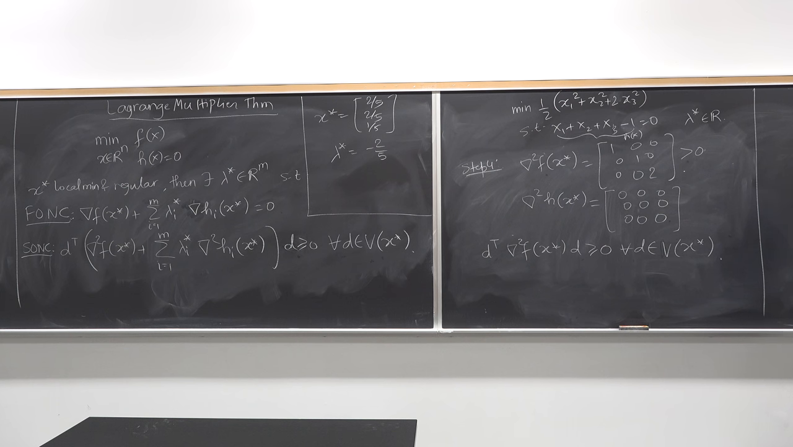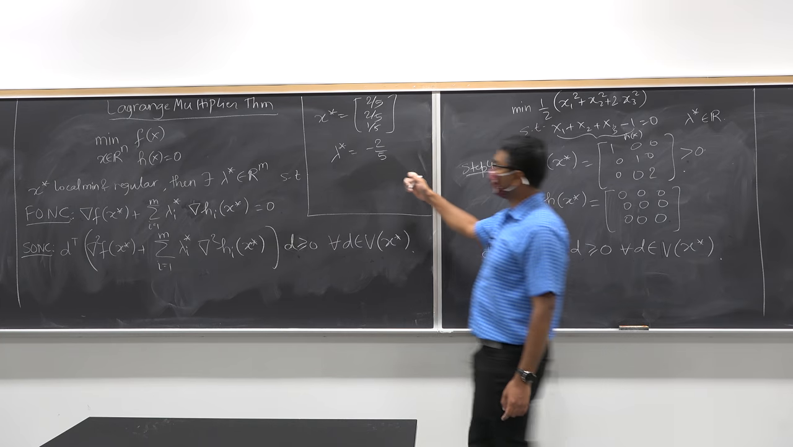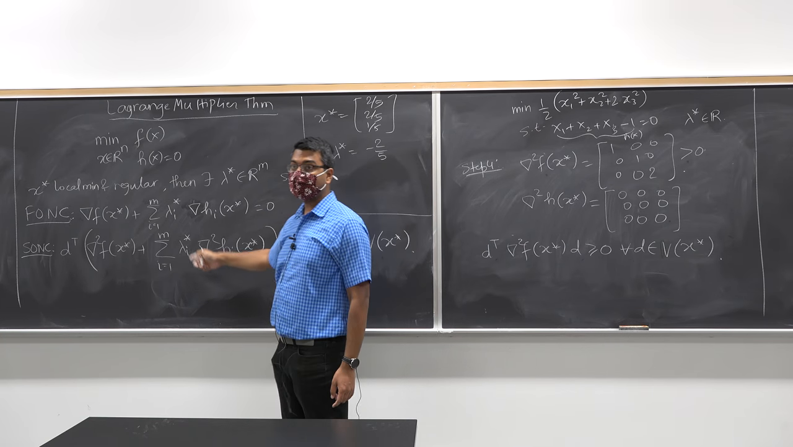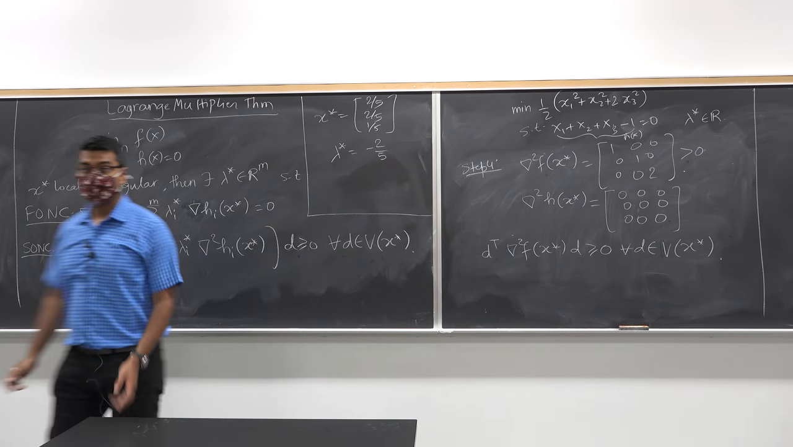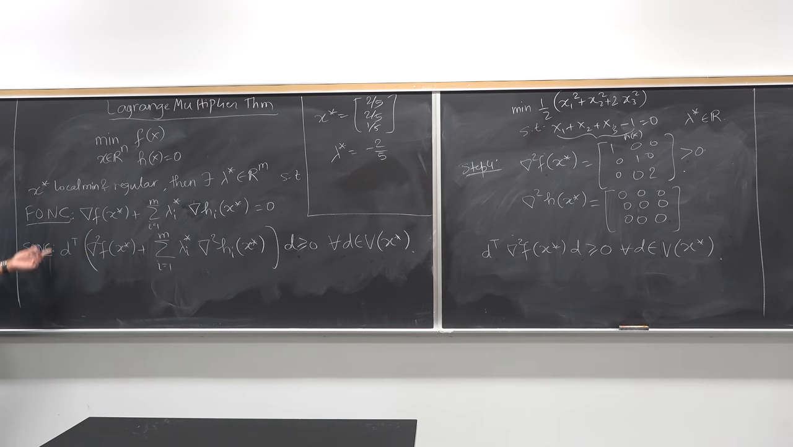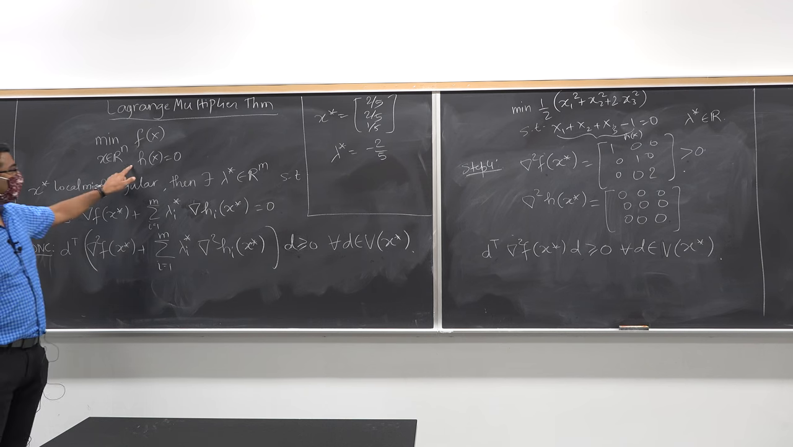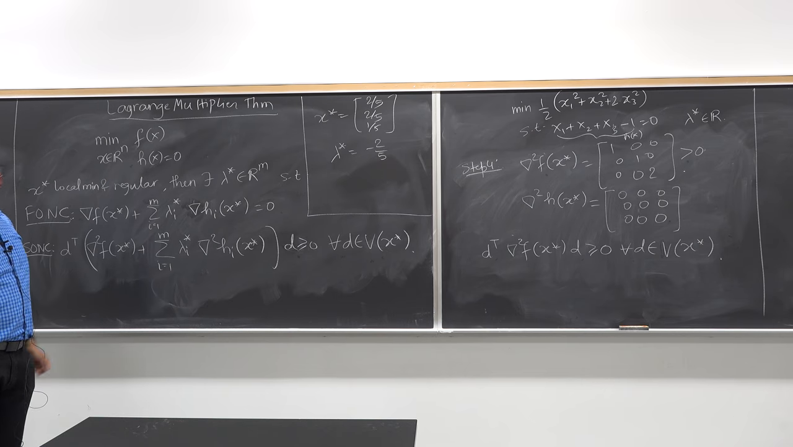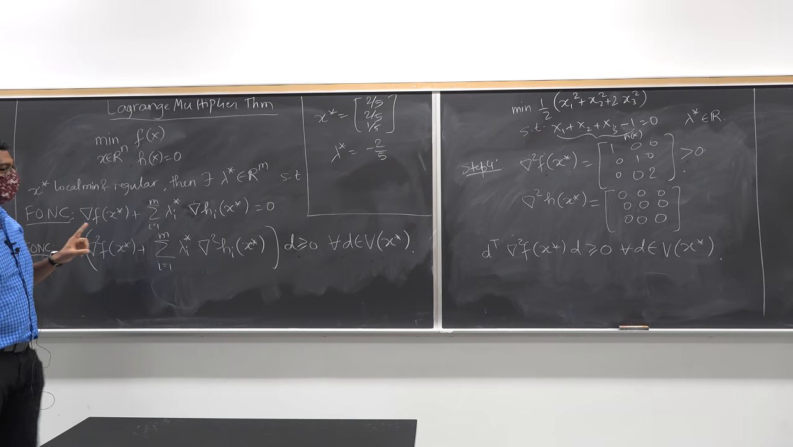Now, this is a candidate optimal solution because it satisfies the necessary conditions for optimality. In fact, it satisfies both the first order condition and second order condition. But still, we cannot conclude that this is the optimal solution because it doesn't satisfy a sufficient condition, or at least we haven't learned what the sufficient conditions for optimality for this particular problem are. So let's talk about that. It satisfies what we have learned so far.